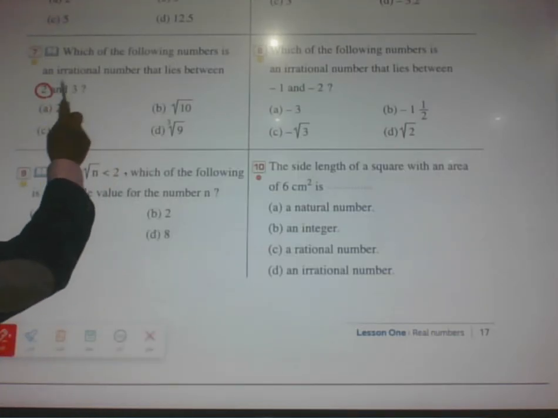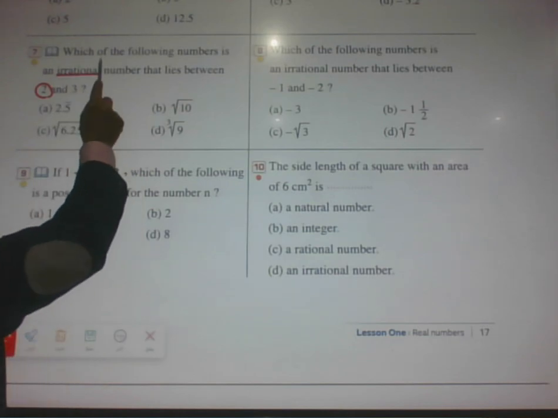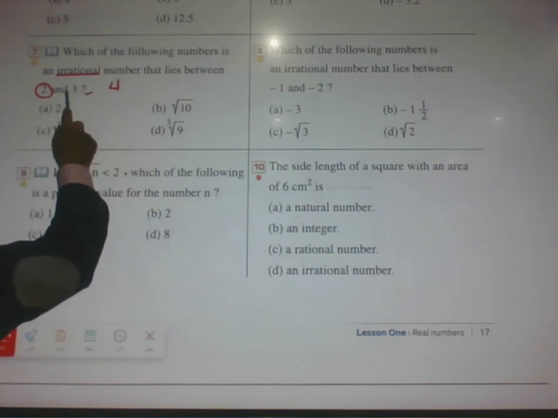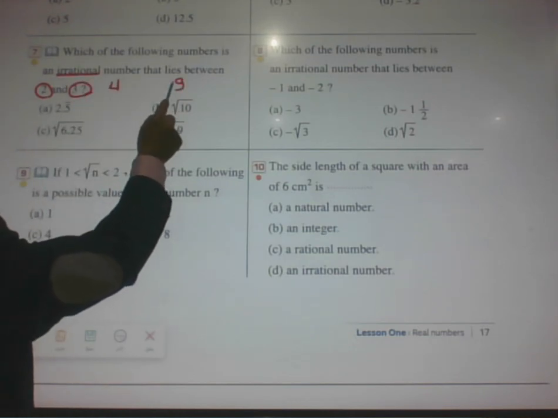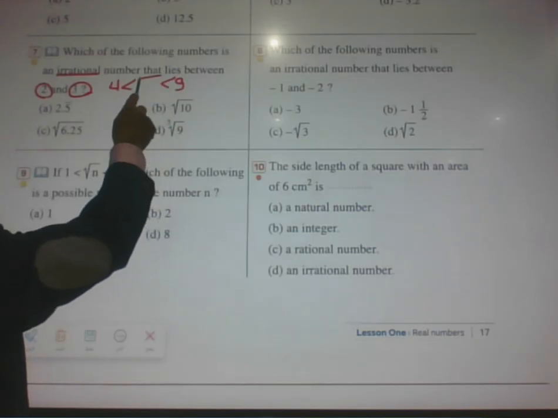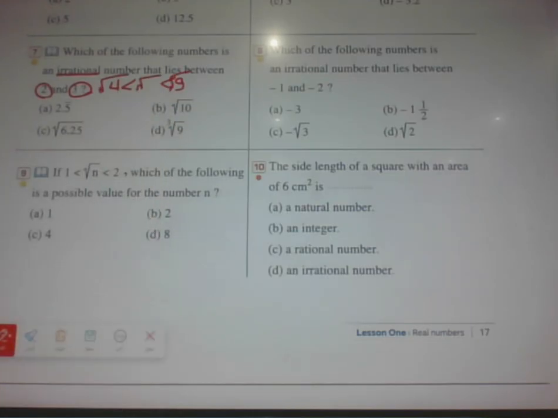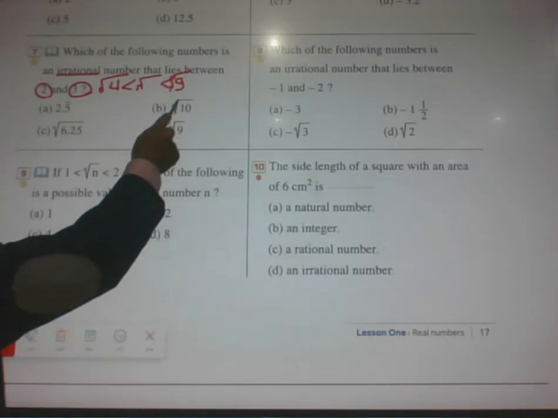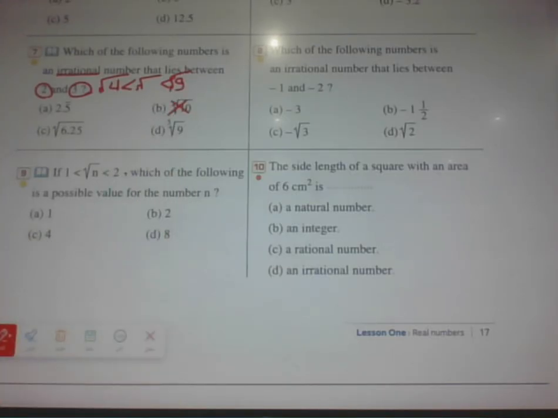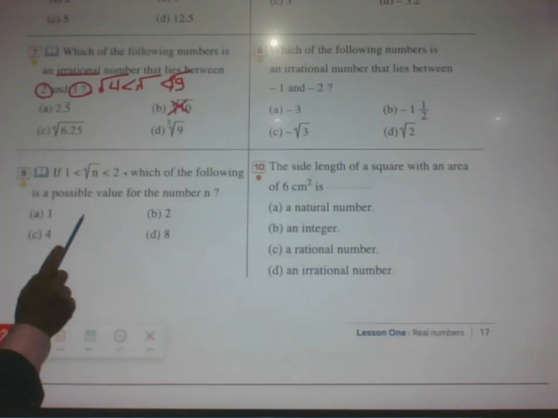We have 2. You want to find what? An irrational number. 2 times 2 is 4 and 3 times 3 is 9. Then I want a number that lies between square root of 4 and square root of 9. Where is the answer here? Square root of 10? No. We can't choose it. And cubic root of 9 is an irrational number.